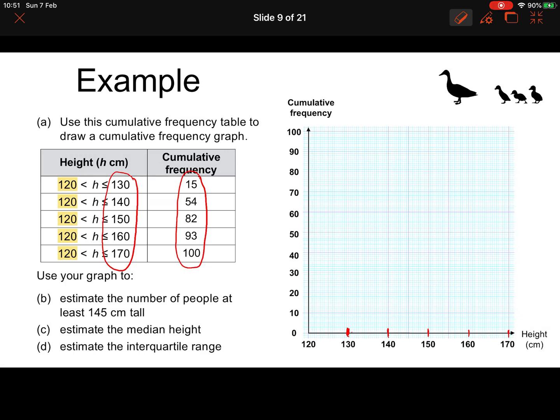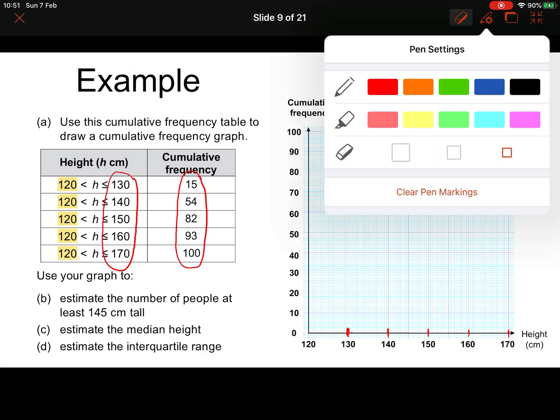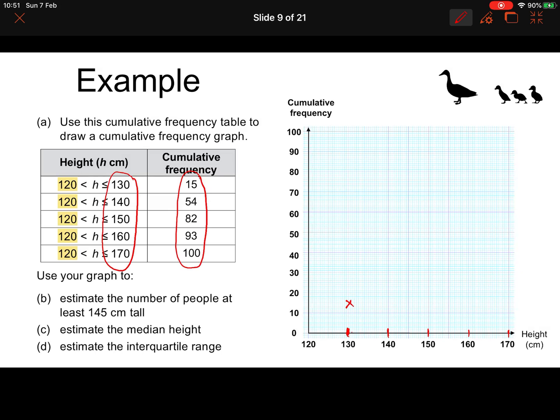So we're going to plot 130 against 15. That's about here. 140 against 54, that's about here. 150 against 82, that would be about there. 160 against 93, about there, and 170 against 100, about there.